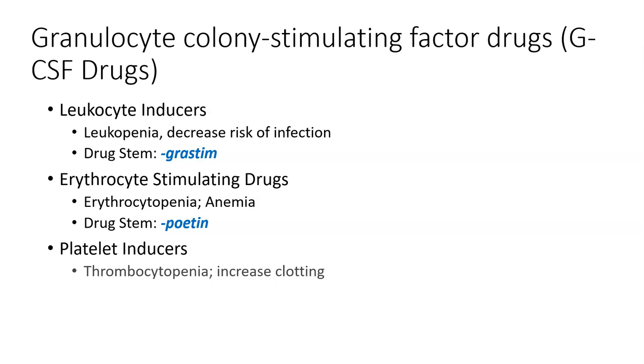And then the platelet inducers are the newest group, and these are used for thrombocytopenia, or when there's a deficiency of clotting cells. So it's going to increase the ability of the patient's blood to clot. It's going to help reduce the bleeding and bruising that can occur if they don't have enough of those thrombocytes. These drugs have a drug stem of trombopag, almost like thrombo in there, except they left the H off. Some are given by injection and some are actually given orally. So eltrombopag is Promacta.